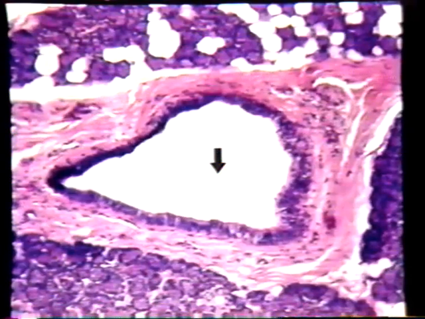We're going to look at a different kind of epithelium now, a very unusual kind of epithelium. This is the so-called stratified columnar epithelium. The arrow is here in the lumen of a duct.